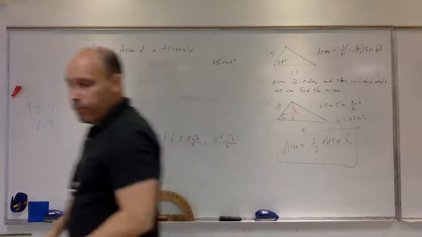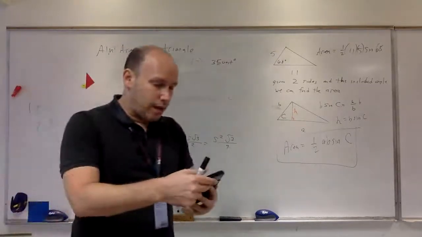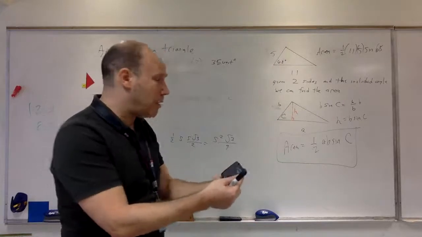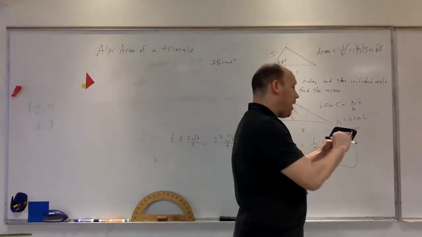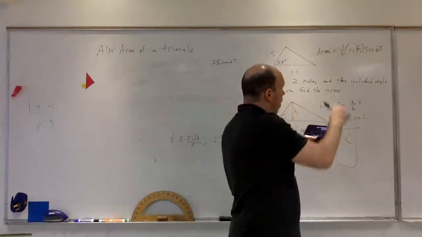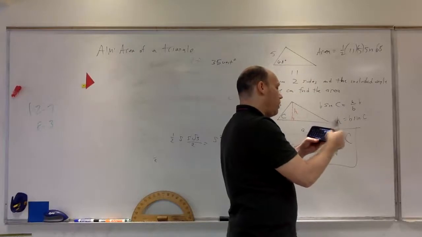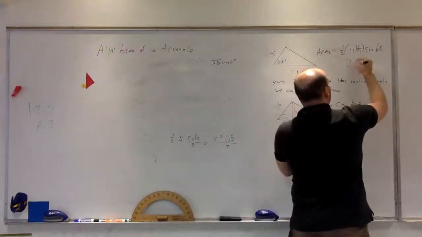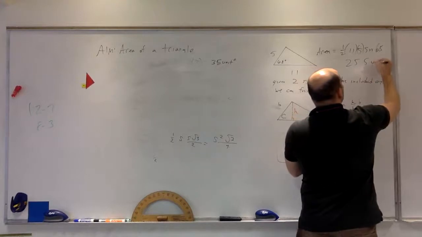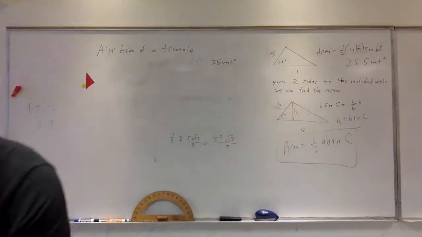Go to your calculator. Turn it on. Turn it sideways if you have to. So you do 68 sine times 55. Enter. Divided by 2. Let's see. 25.5 units squared.